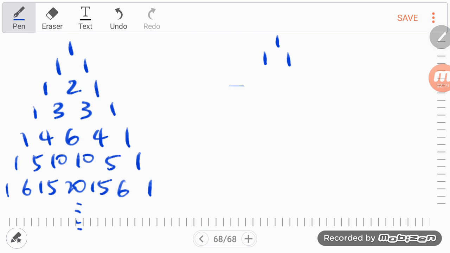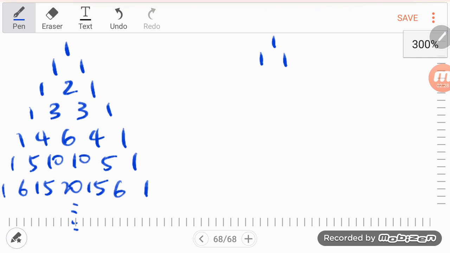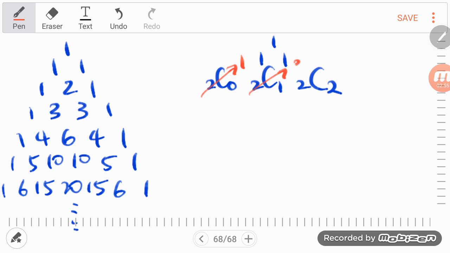But starting from the third row, I can convert this. This is when you need your GDC. The 1 over here becomes 2C0. The 2 over here becomes 2C1. The 1 over there becomes 2C2. I'm just going to write this in red to represent 1. That will give us 2, and that will give us 1, which corresponds to the 1, 2, 1 that we have on the left.